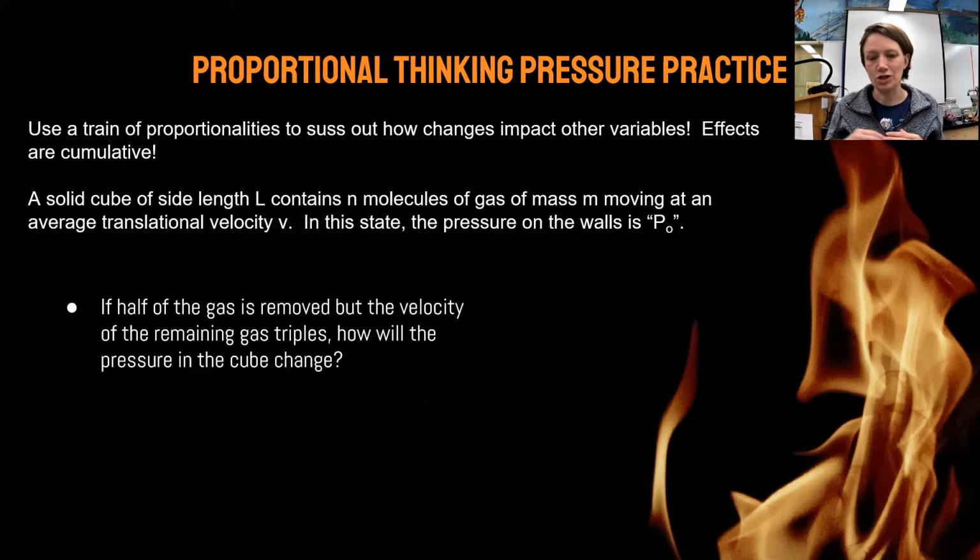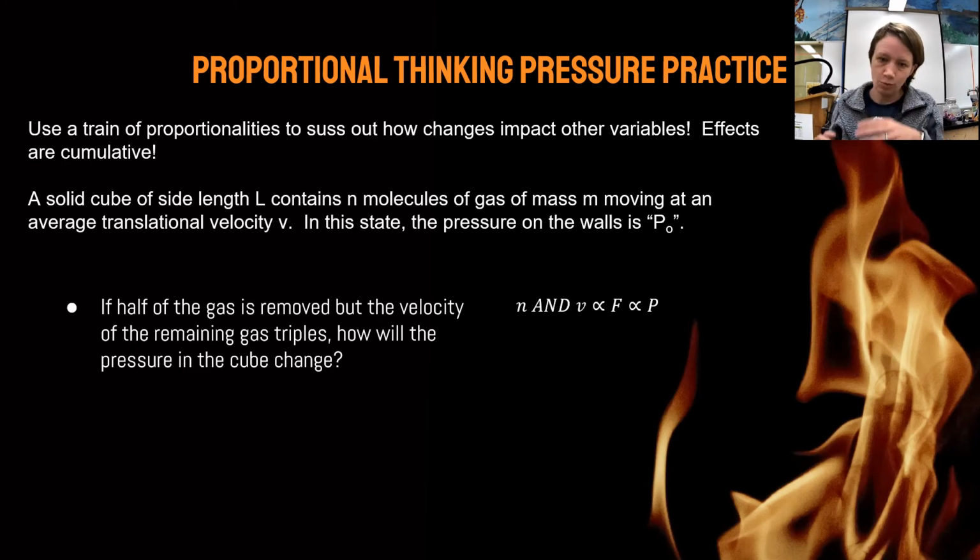The second relationship is the velocity of the gas tripling. So if we triple the velocity of the gas, and I just consider that effect by itself, those little particles are hitting the walls much faster, 3 times faster. And that's going to mean that each collision is going to have 3 times as much force, which is going to cause the pressure to go up in theory by a factor of 3.